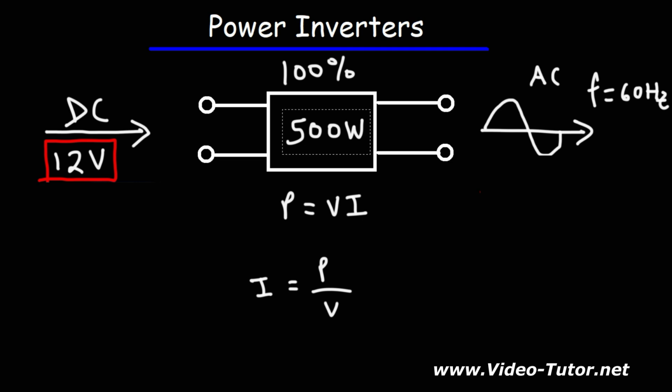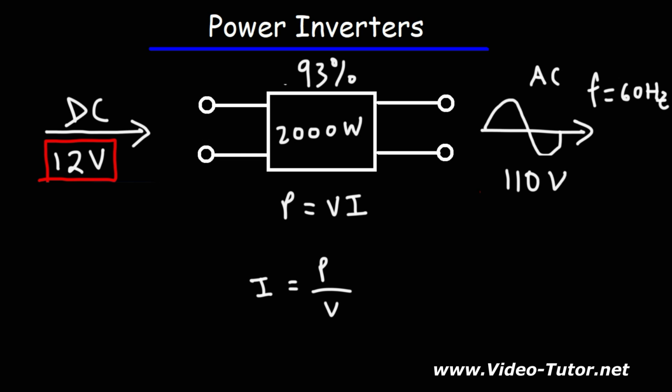So let's say we have a 2000 watt inverter, and let's say the efficiency is 93%. With this information, go ahead and calculate approximately how much current is going to be drawn from the 12 volt battery, and also the current that's going to be coming out of the output as well. And let's say the voltage at the output is not 120, but it's 110. So calculate the input and the output current using this efficiency value.